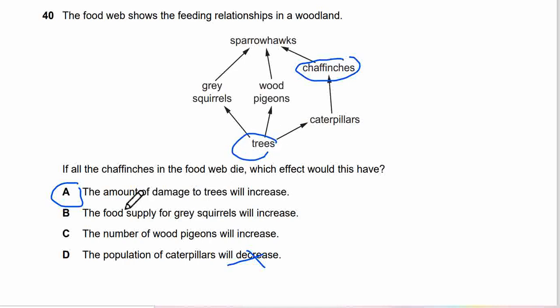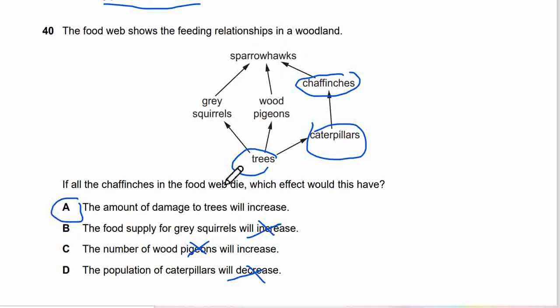Option B, the food supply for gray squirrels will increase. It's not, because they will compete for the source of food with caterpillars, with the increased number of caterpillars. So this is not correct. The number of wood pigeons will increase. It's not, because wood pigeons also eat the same sources as caterpillars, which already increased in number. So this will be wrong. So the answer will be A. So this is the end of this paper, question 40.